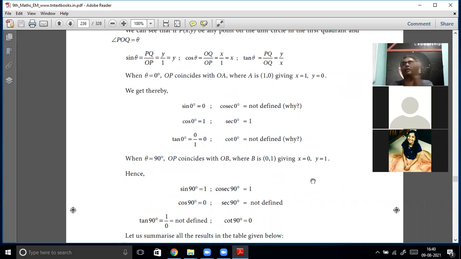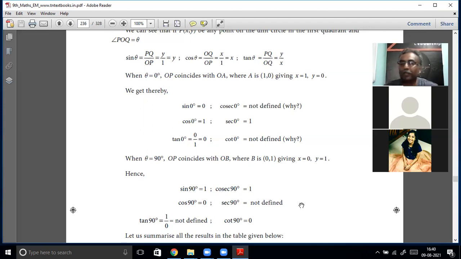Inverse, for cos it will all be inverse. Cos of 0 is 1, we found out already. Cos 30 will therefore be? Root 3 by 2. Cos 45? 1 by root 2. Very good. Cos 60? 1 by 2. Very good. And cos 90? 0. Very good. Tan 0? 0. Tan 30? 1 by root 3.